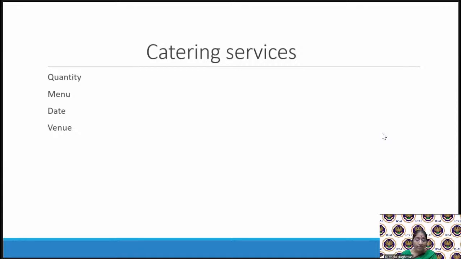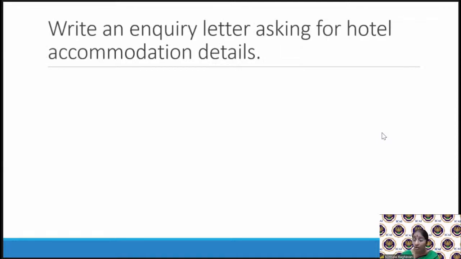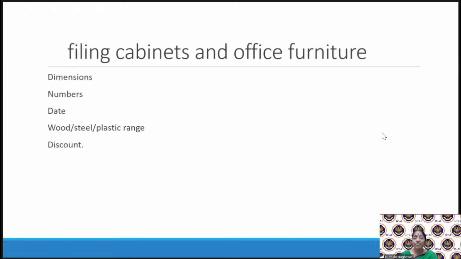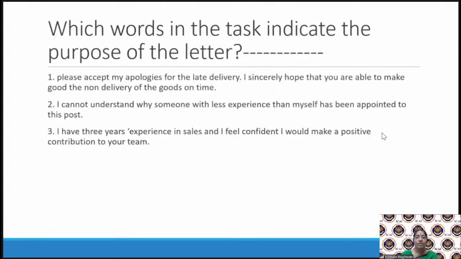Catering services: the quantity, menu, date, venue. Hotel accommodation: budget, cost, how many rooms we need, date, and alternate dates. Filing cabinets: dimensions, numbers, date, material, wood, steel, or plastic, and then the discount.